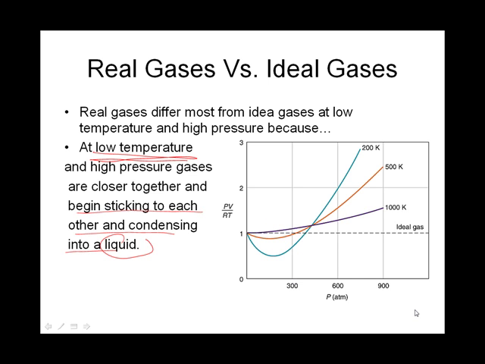And that is why in this picture you have pressure as my x-axis and PV over RT as my y-axis, and you can see that at high pressure the real gases sway from the ideal gas line.